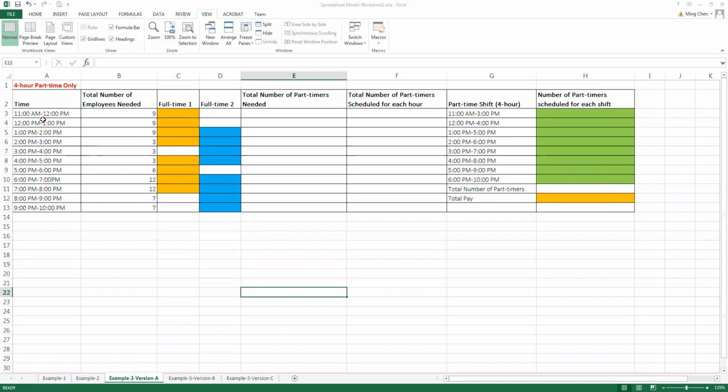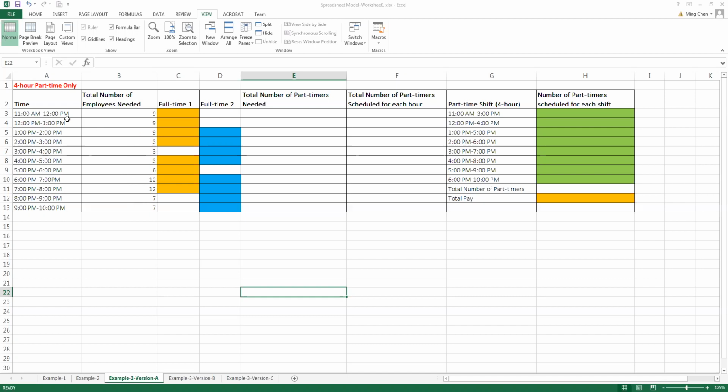So for this particular restaurant, it opens from 11 a.m. until 10 p.m. So it serves both lunch and dinner. So if you look at the table, this is the time period, 1 hour each. So from 11 to 12, 12 to 1. Column B shows the number of employees needed based on the workload.